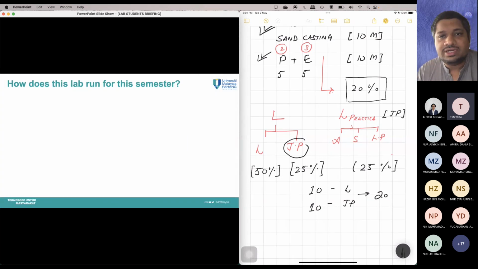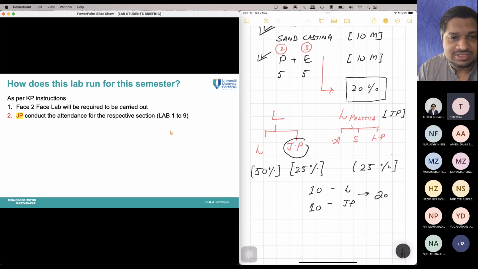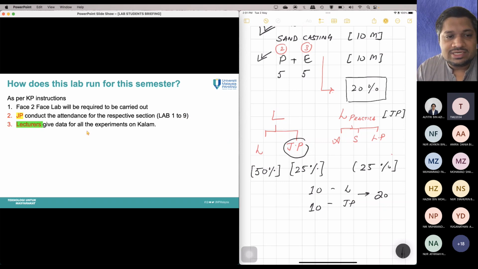So how are we going to conduct this lab? This lab will be conducted as per the Ketua program instructions. This year, the labs are going to be conducted face to face. The JP is going to conduct the lab session, and he is going to carry the lab attendance for lab number 1 to lab number 3. Here is a mistake, so make it lab number 3. The lecturers are going to give you all the important lab sheets, which are going to be available on Kalam. So you have to go and open your Kalam and get the lab sheets.